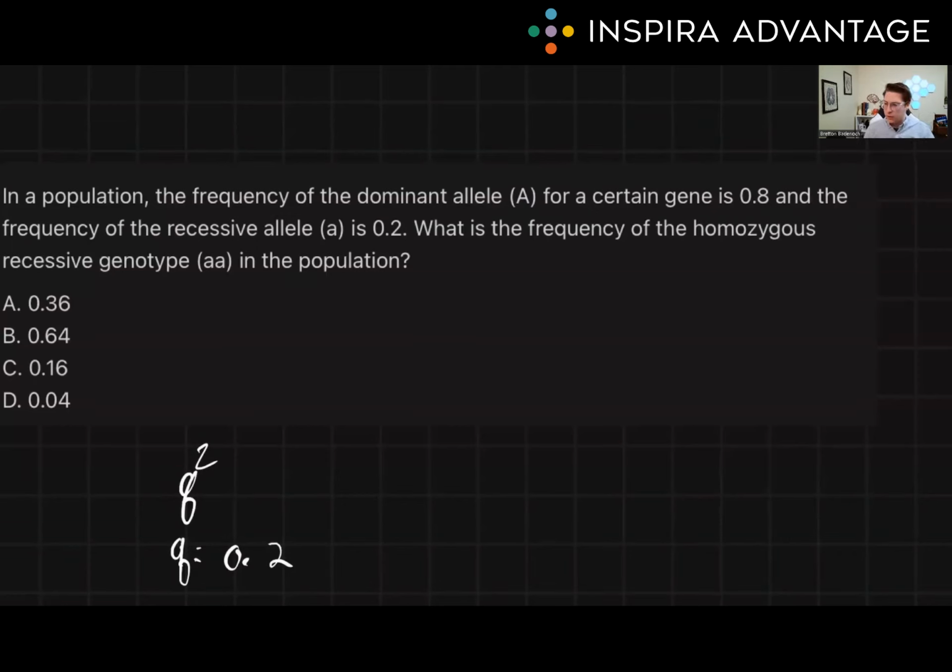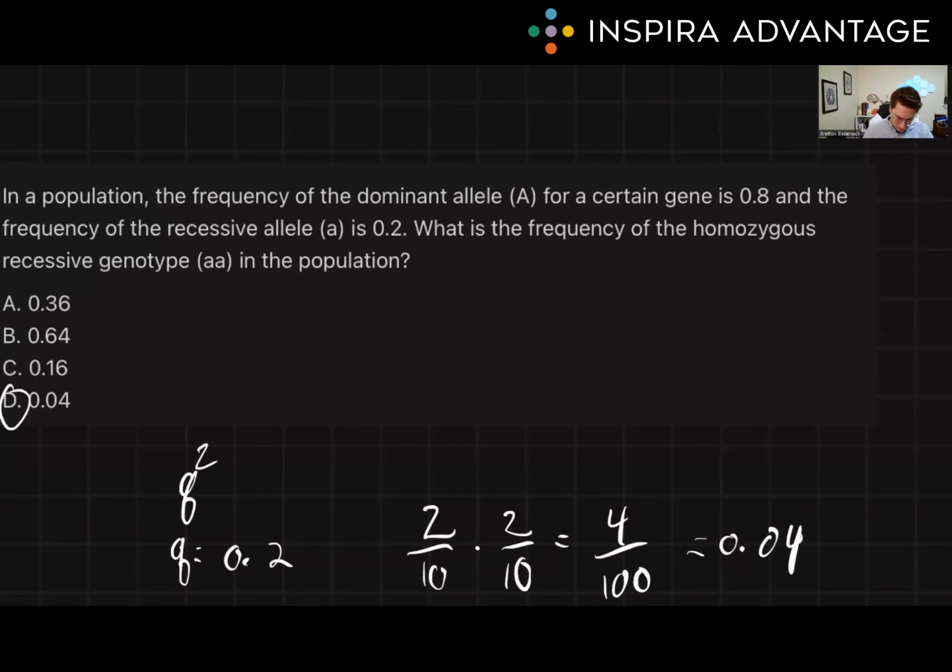So let's write this like we would for the MCAT. So let's say we've got 2/10 times 2/10. Same thing as 0.2 times 0.2. Multiplying this out, we get a 4 on top over 100. Well, this is much easier to see, 0.04, or answer choice D.